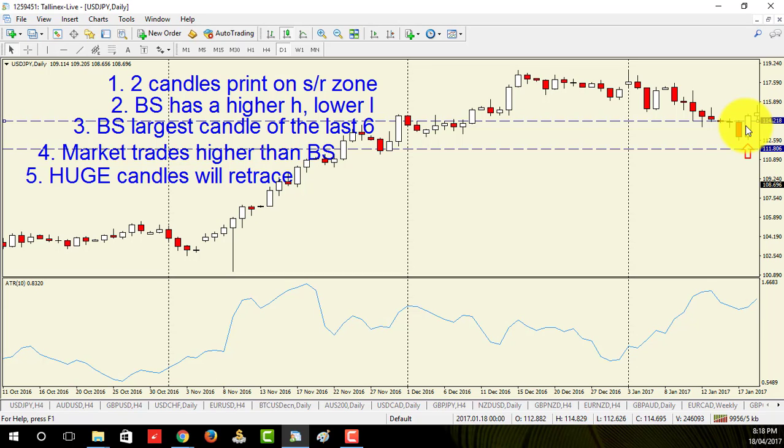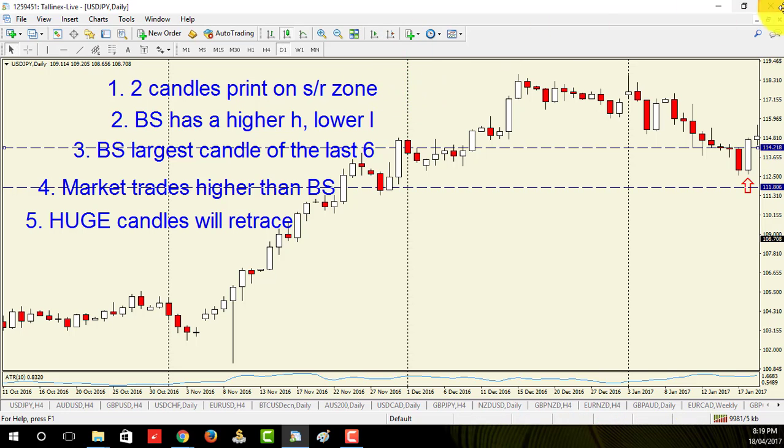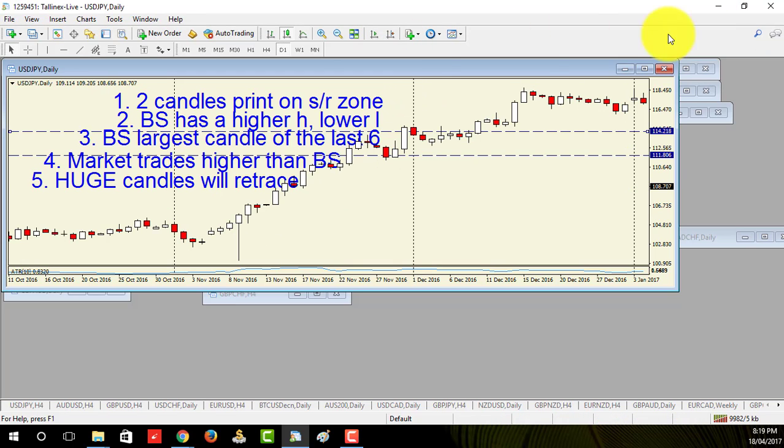That's fine, no problem. But if my average true range is telling me 146, and this is a 600 pip candle, clearly it's going to be the biggest candle we've seen in the last 10 candles or whatever, but it's too big. And when it's too big, you're going to get a retracement. So even if it comes good, which may not happen, you're going to be stuck in retracement land for a long, long time.